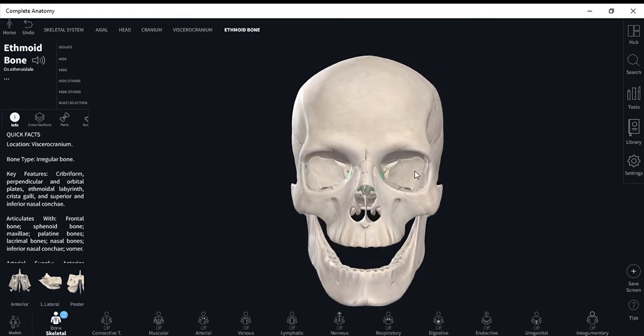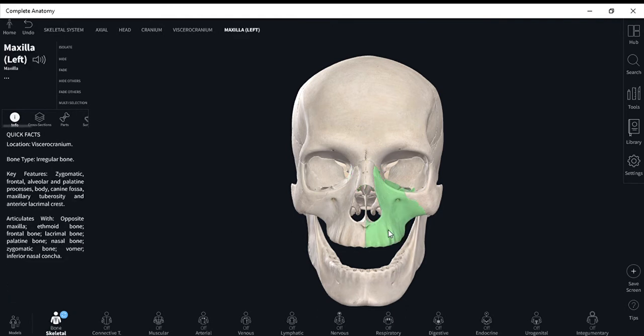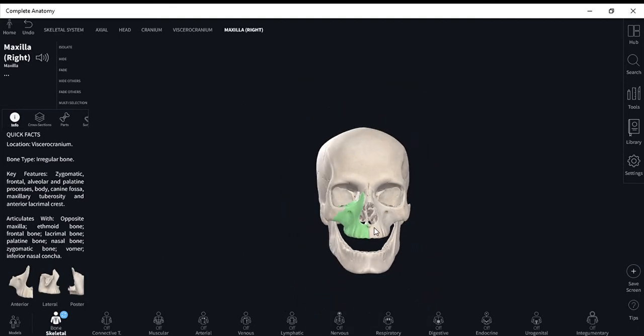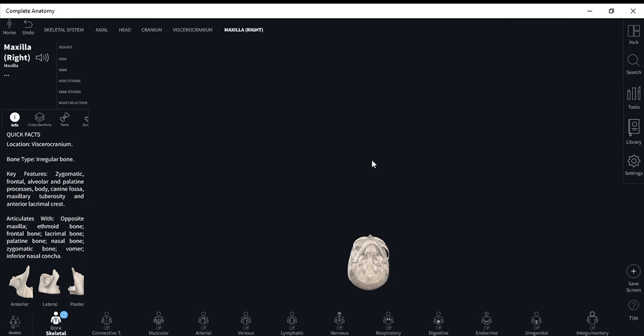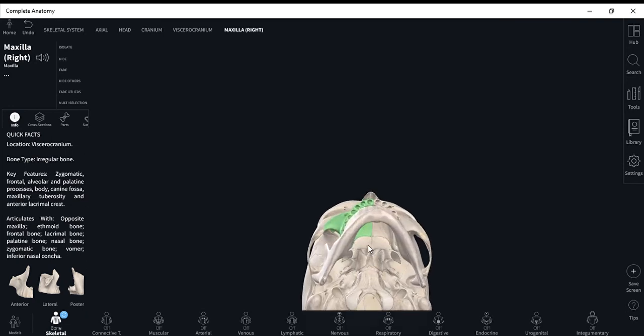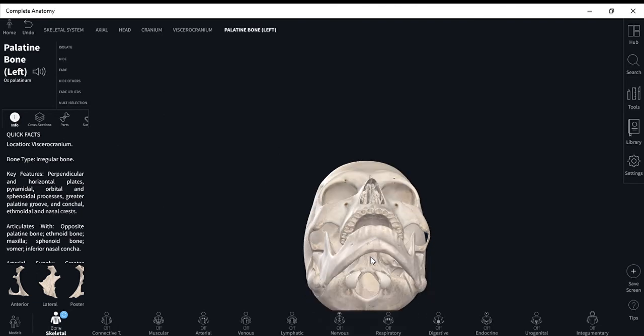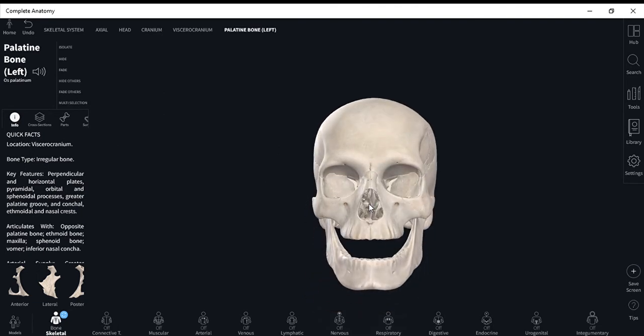Now for the facial bones, so the maxillary bones, singular maxilla, as you can see here. And also the palatine bones. There are 4 bones that make up what's known as the hard palate: the 2 maxilla and the 2 palatine bones. So 4 bones make up that, which is pretty cool.